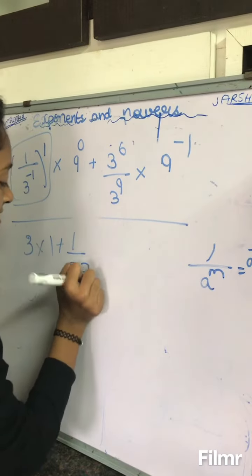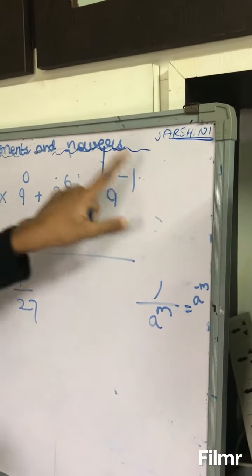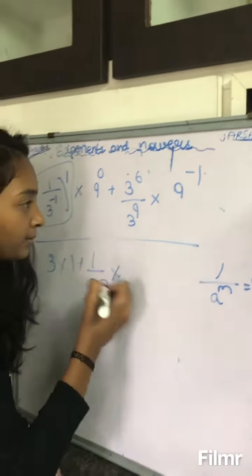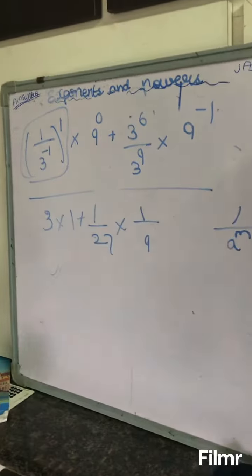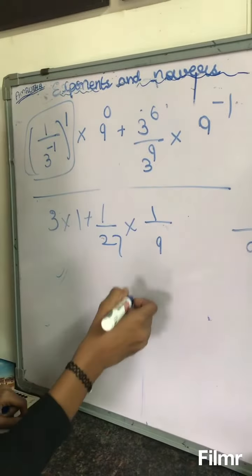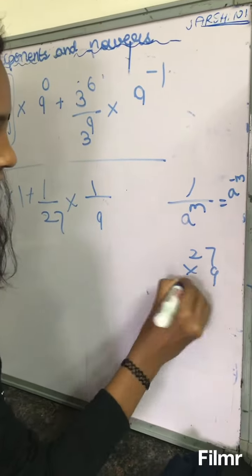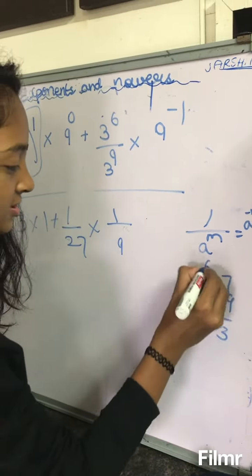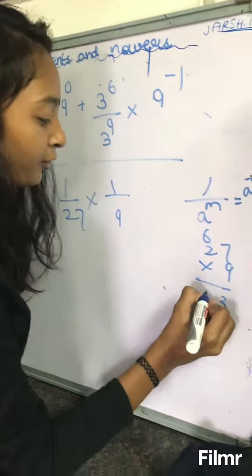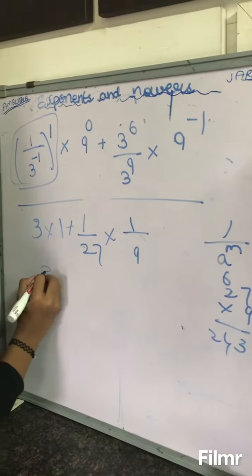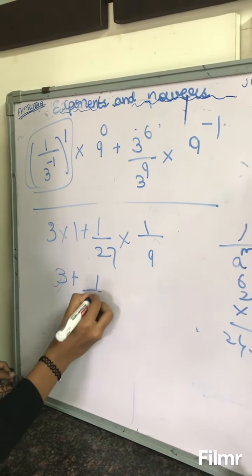So 1 by 27. Then 9 to the power of minus 1. A to the power of minus 1 is 1 by a power m, that is equal to 1 by 9 to the power of 1. So 1 by 9. Here you can multiply 27 into 9. 9 7s are 63. 9 2s are 18. 18 plus 6 is 24. So 243. 3 into 1 is 3 plus 1 by 243.